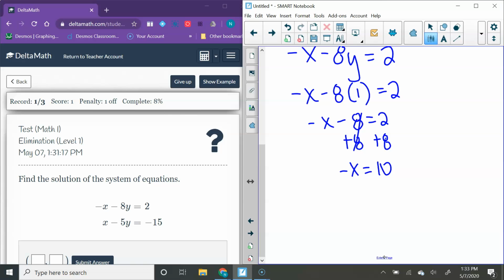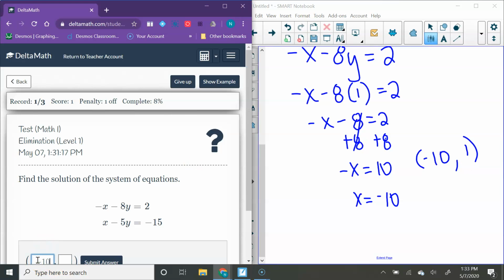If you divide both sides by that negative, you're going to get x equals negative 10. So our x-coordinate is negative 10, and that comes first. Then our y was 1 up there. So negative 10, 1 is the answer for this problem.